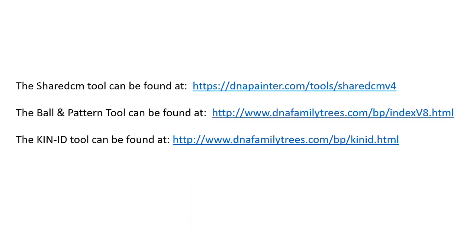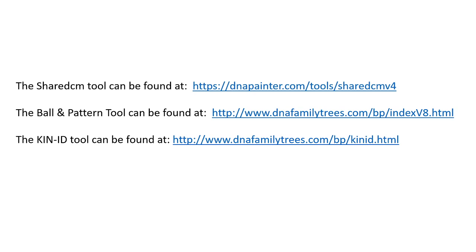The Shared Centimorgan tool can be found at dnapainter.com/tools/sharedcmv4. Okay, that's the Shared Centimorgan V4, version 4. The ball and pattern tool can be found at dnafamilytrees.com/bp/index v8.html, and it is case sensitive on that one. It's on a Linux machine, so you do have to have a capital V or it'll bark. You can actually go to dnafamilytrees.com and get links for both of those off of the main page. The Kin ID tool can be found also at dnafamilytrees.com/bp/kinid.html.